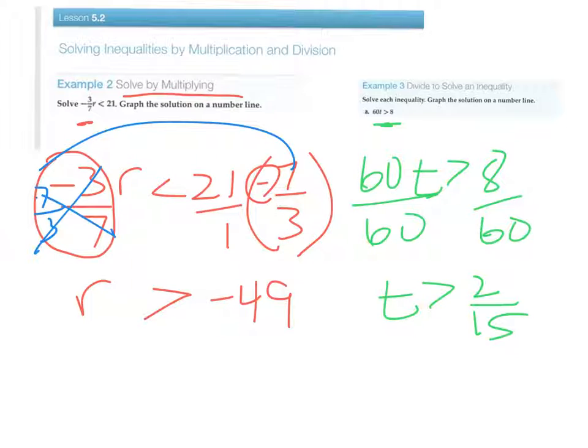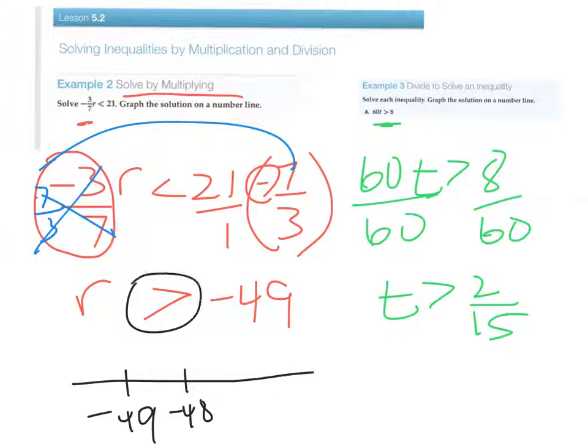Now let's go to the process of graphing this. If I'm going to graph this, when my letter's on the left, I can go to this number. So I'm going to go to a -49. Now the problem with negative numbers is that the number to the right is not -50, it's actually a -48. So I want an open circle on the 49, and because it's going this direction, I'm going to draw my arrow in that direction because my letter's on the left.